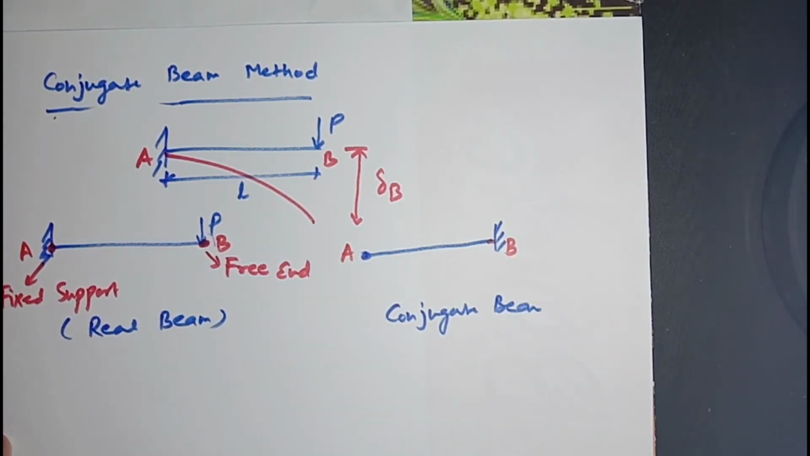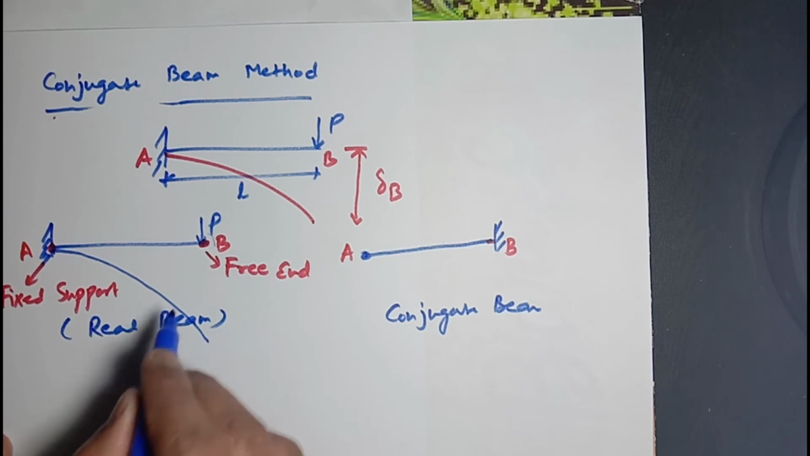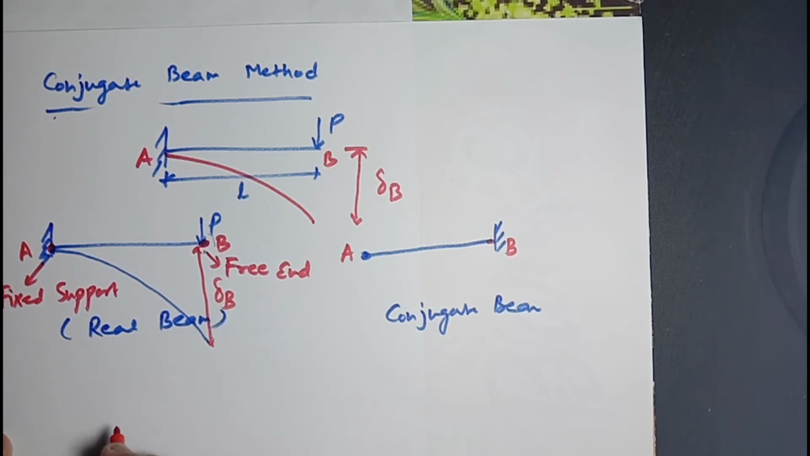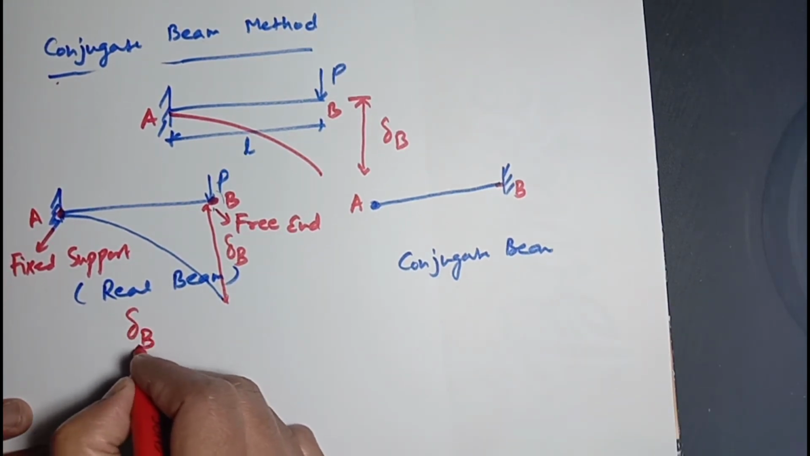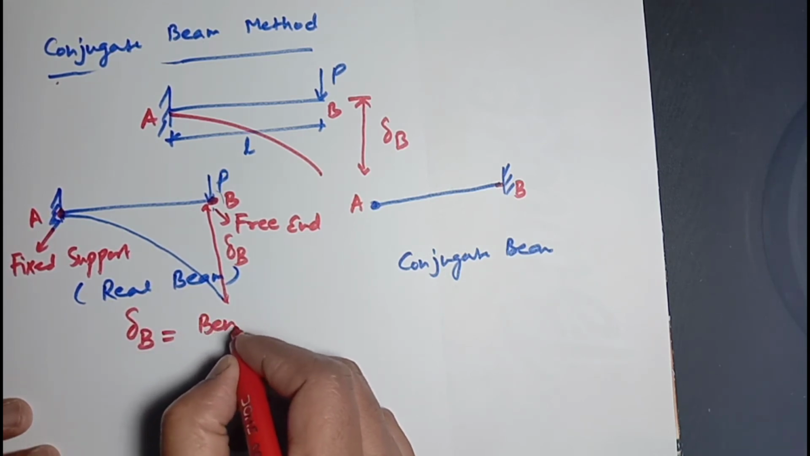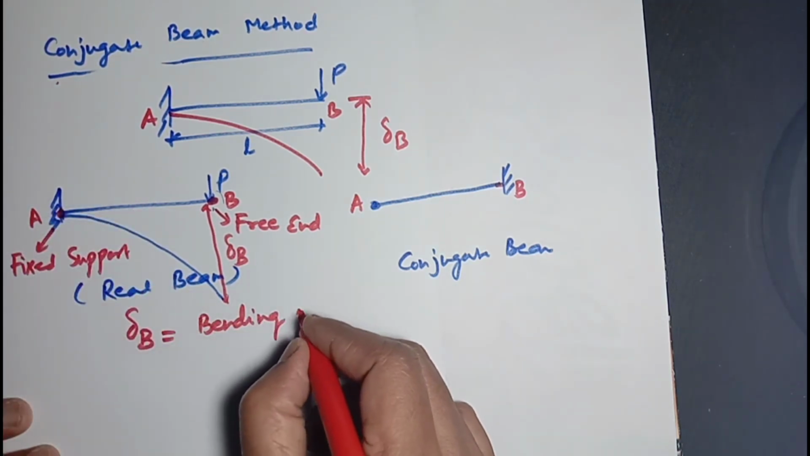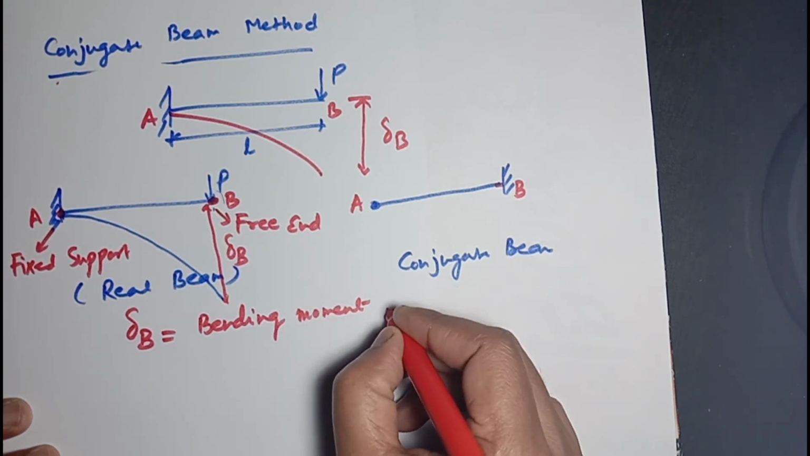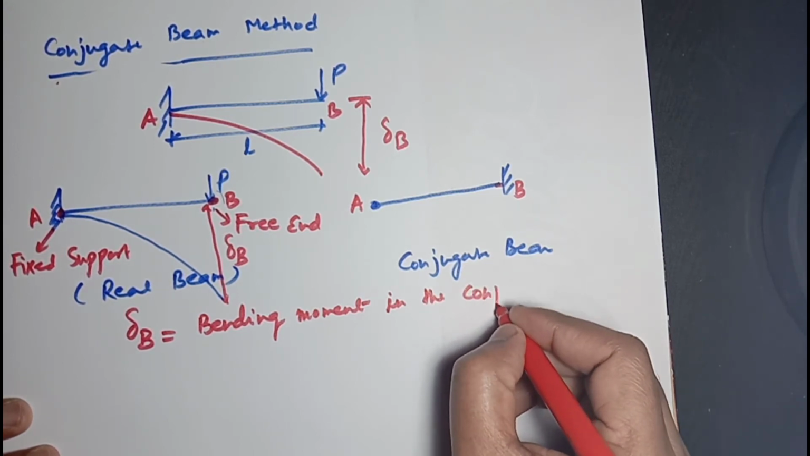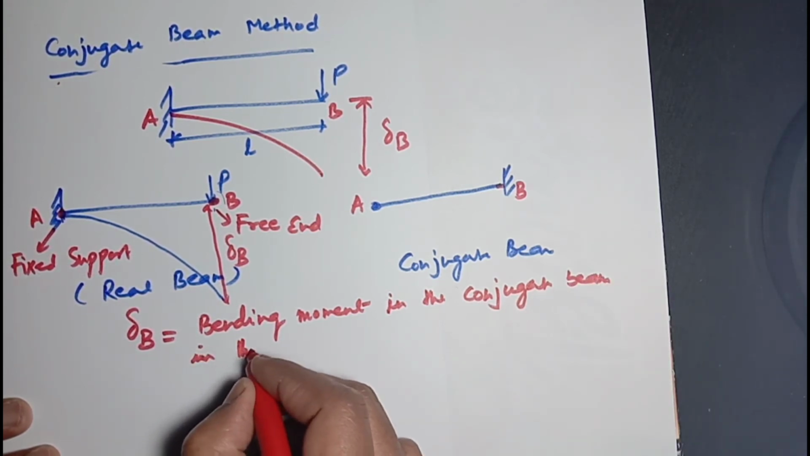Now as per the statement of conjugate beam, this is the delta B, and we need to calculate delta B. From the statement of conjugate beam, delta B in a real beam will be the bending moment in the conjugate beam at the same point.